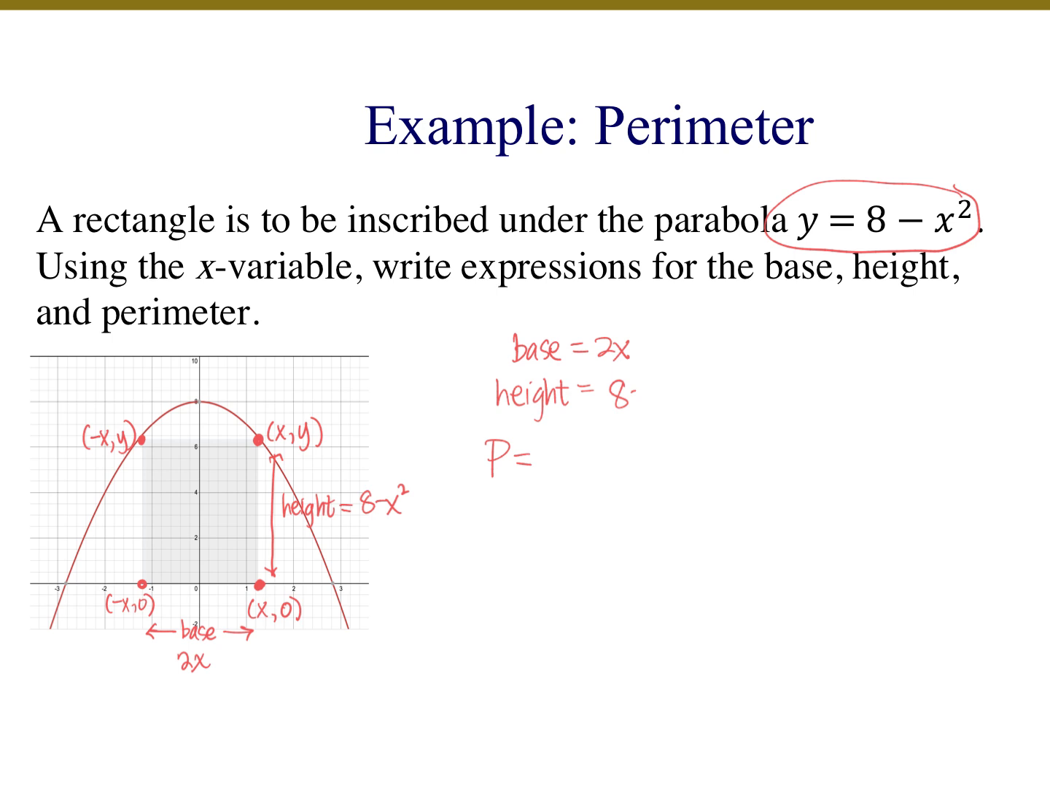So what do you remember about perimeter from geometry class? 2 bases and 2 heights all the way around. So our perimeter would be 2 of the 2x's plus 2 of the 8 minus x squared. And I'd like you to finish that for homework just to clean that up. Okay, we have one more.